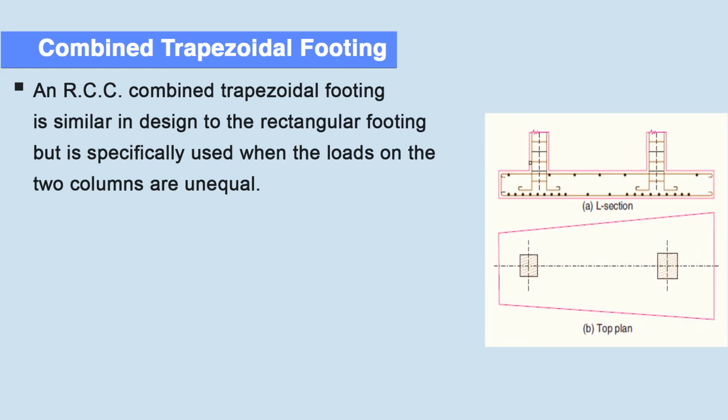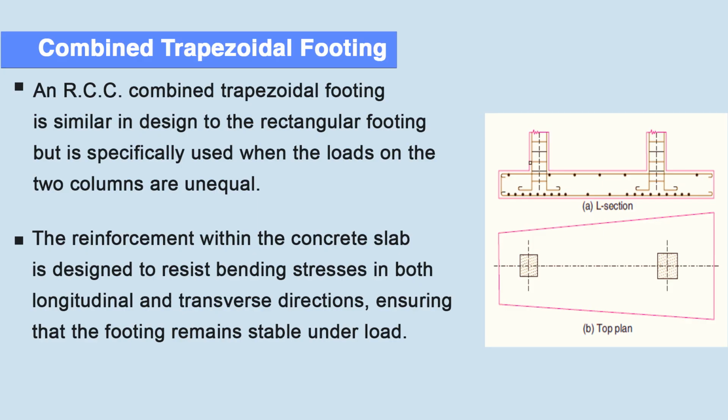RCC combined trapezoidal footing. An RCC combined trapezoidal footing is similar in design to the rectangular footing, but is specifically used when the loads on the two columns are unequal. The reinforcement within the concrete slab is designed to resist bending stresses in both longitudinal and transverse directions, ensuring that the footing remains stable under load.